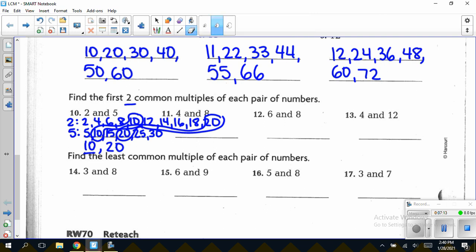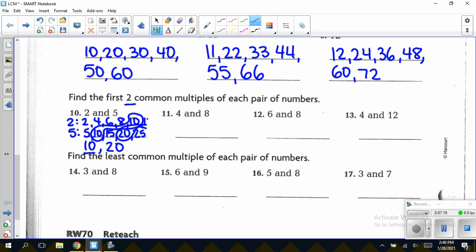All right, I am going to erase a little bit so that way I can have room to solve number 11. So for number 11, I have to make sure I count by 4s, and then I'm counting by 8s. So counting by 4s, I have 4, 8, 12, 16, and then we can go up to 20. We'll see if I need to go any further than that. Then counting by 8s, I have 8, 16, 24. And I can already see that I can stop right here because I have two sets of common multiples.